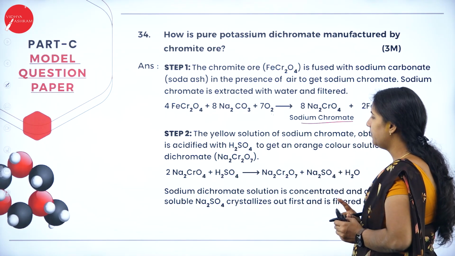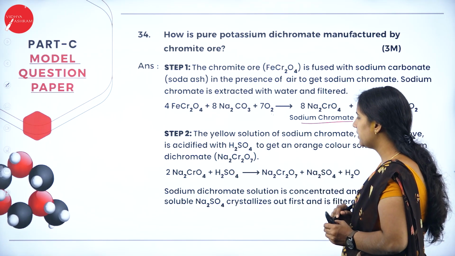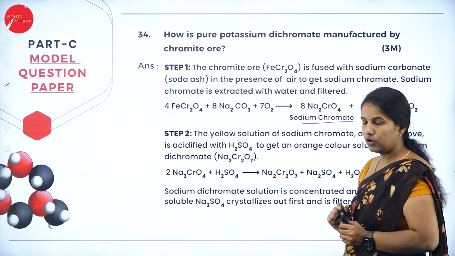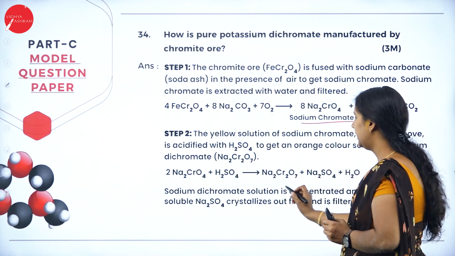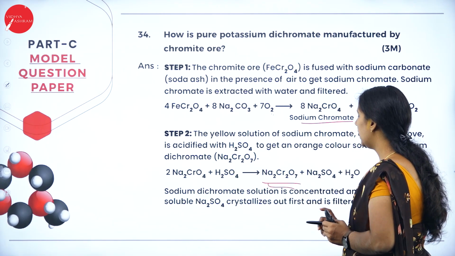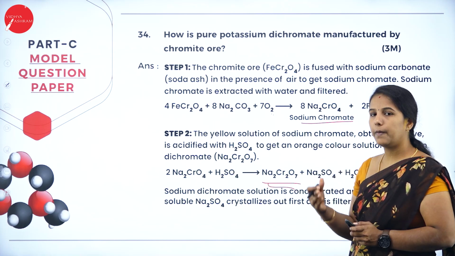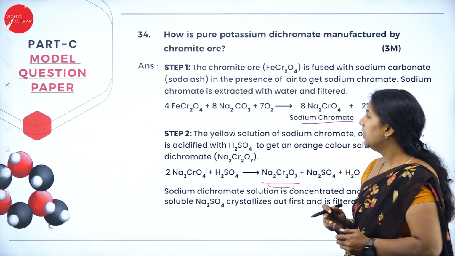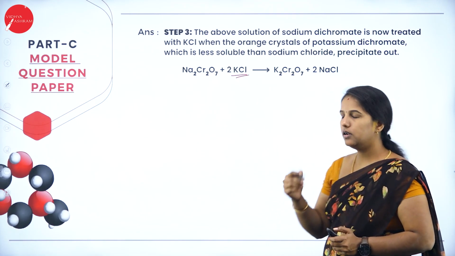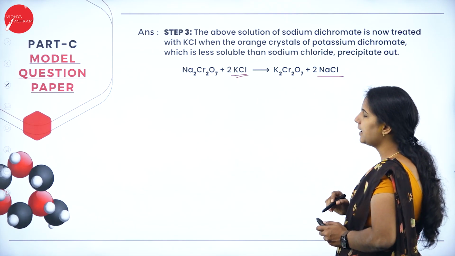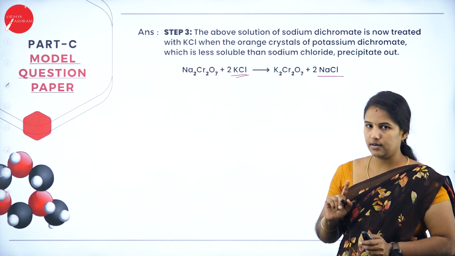In the next step, the sodium chromate is treated with freshly prepared H2SO4, so that it gets acidified. And you'll get what? Sodium dichromate. But our intention is to prepare what? Potassium dichromate. In the third step, sodium dichromate is treated with KCl to get potassium dichromate and sodium chloride. These are the 3 steps. With the balancing, you must write it down.